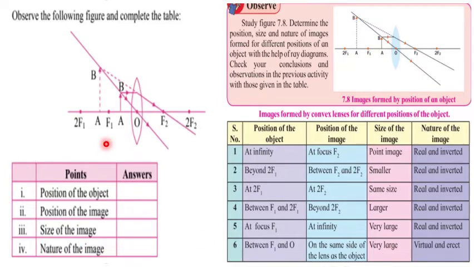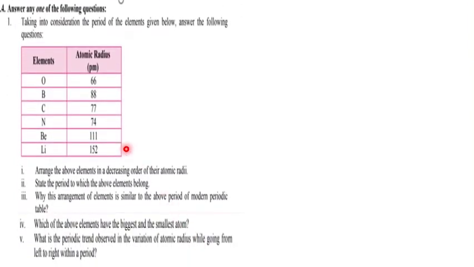The nature of the image: the image is virtual and erect. Friends, here the table of the image formed by the convex lens for the different positions of the object is given. As the position of the object changes, the position of the image also changes. Friends, this is the most important table. Please do this table thoroughly. Let us move to our next diagram-based question.